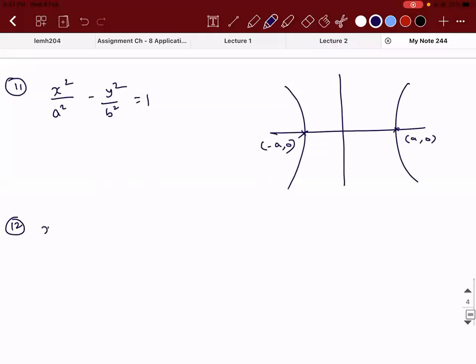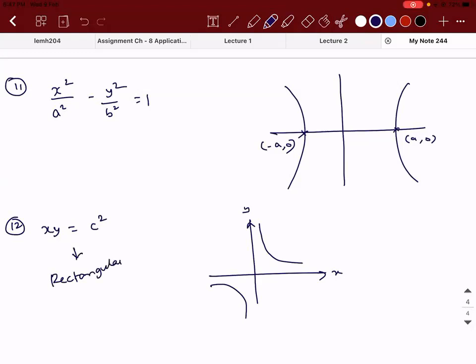The 12th one is xy is equal to c square, which is also a hyperbola. It is a rectangular hyperbola like this. So these are all the shapes that we need to know. Now these are all the possible questions among which they can frame any problem from the areas of integrals. Clear?